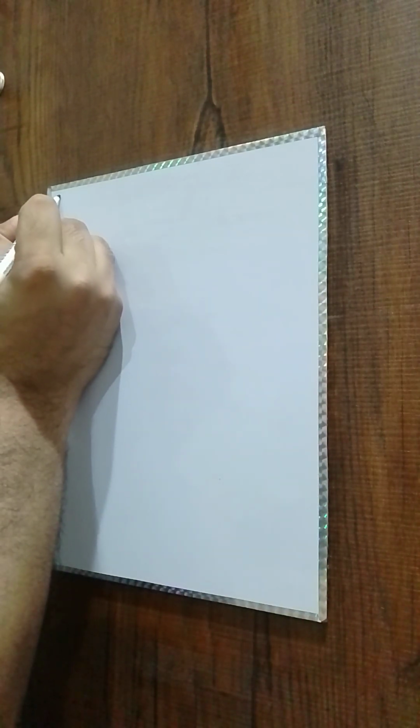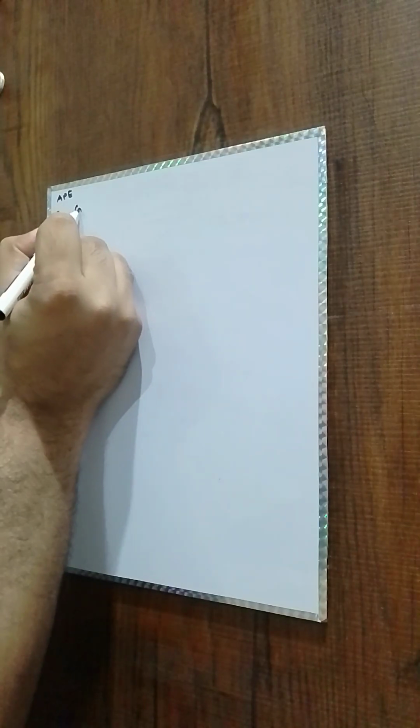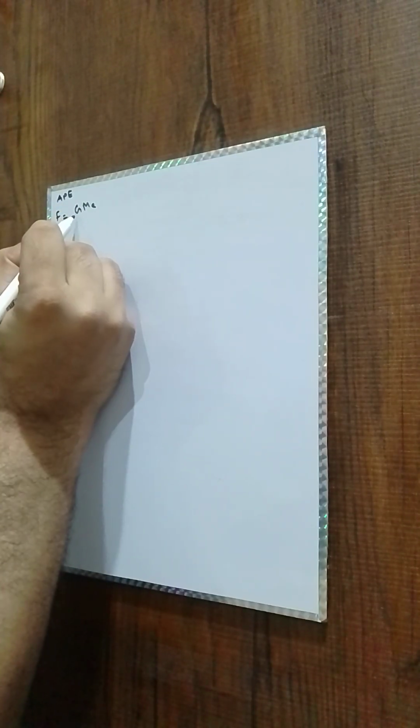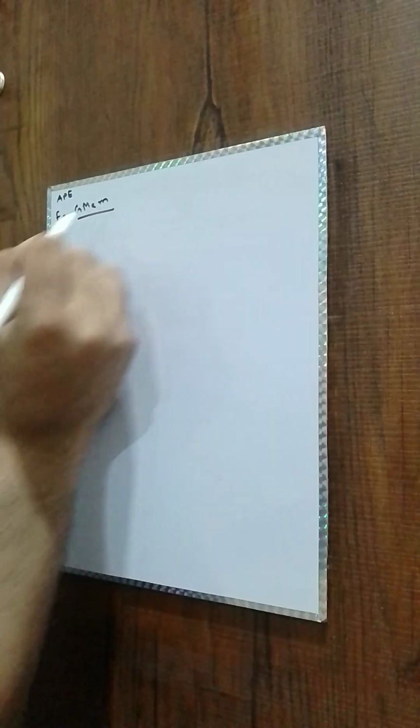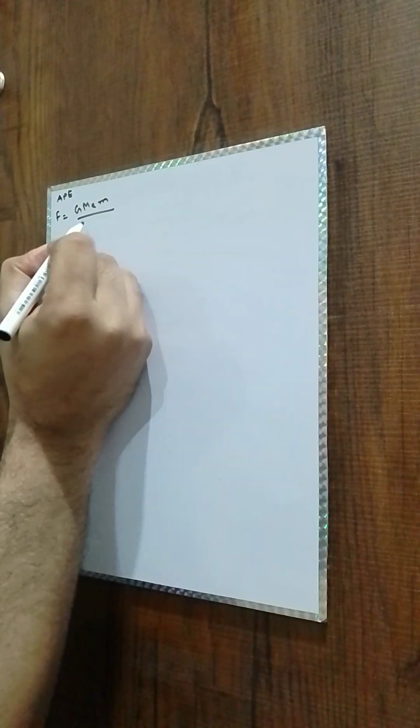The gravitational potential, absolute potential energy, and the general form for the force is G Me m, the constant of gravitation, mass of Earth, mass of the object, divided by the radius of Earth squared. Okay, we start here.